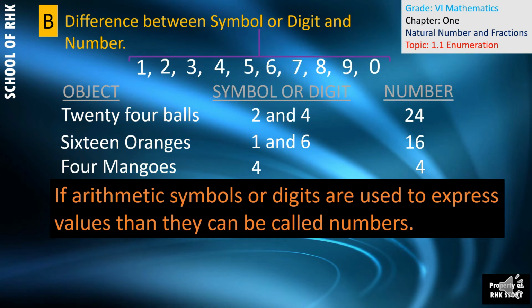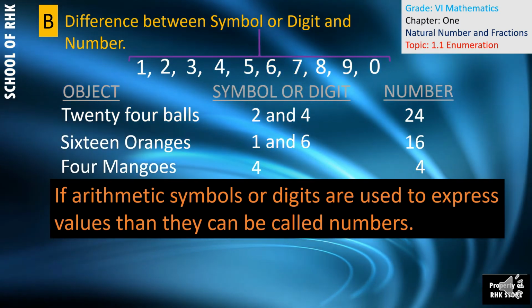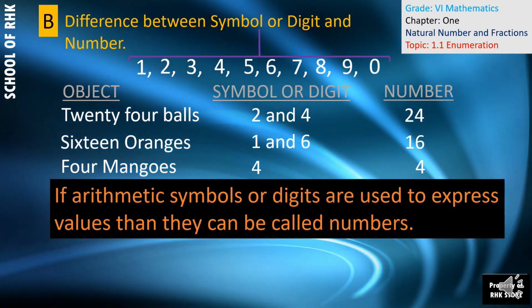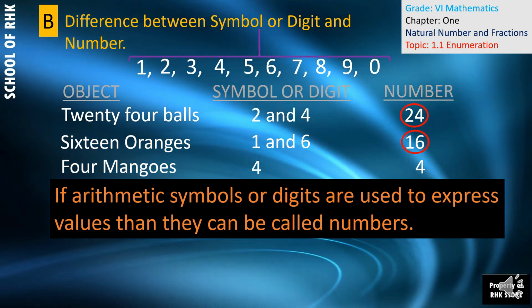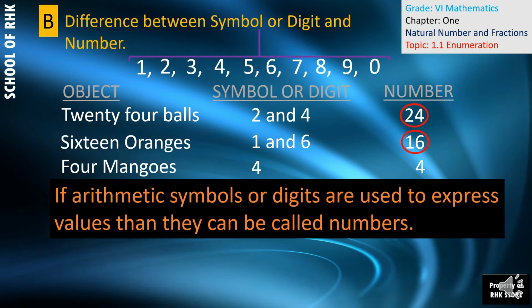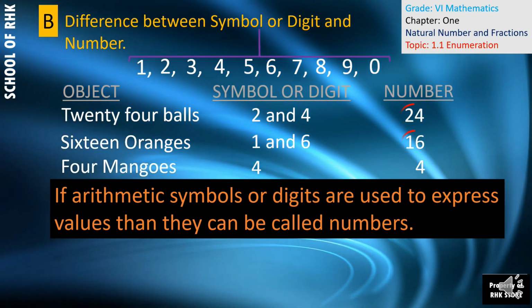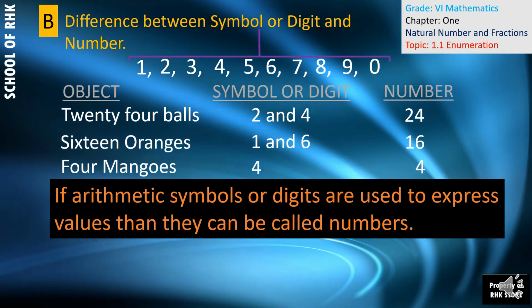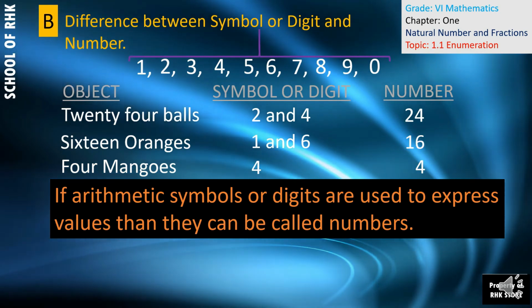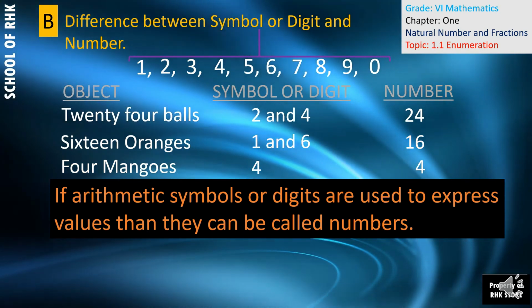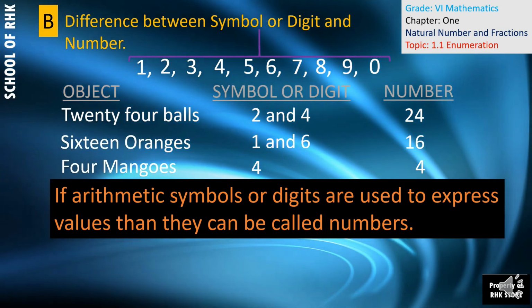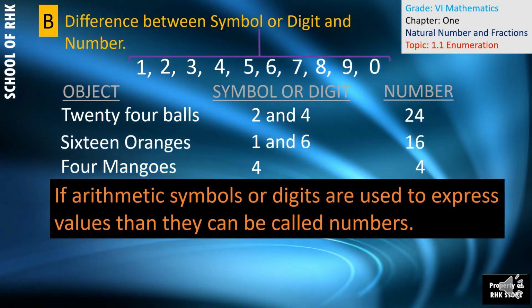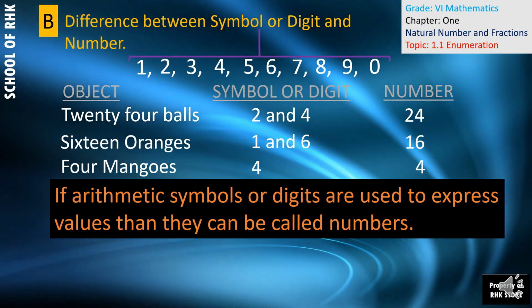Any number greater than 9, as we have already seen above, is written by putting two or more digits side by side. Any number written in digits is known as enumeration. All these 10 symbols are used in the enumeration.